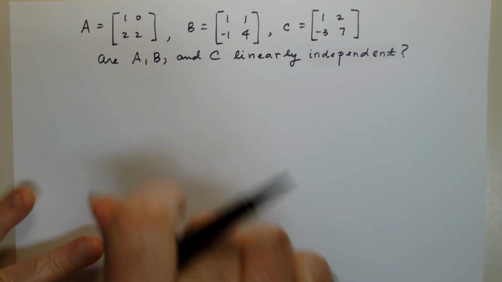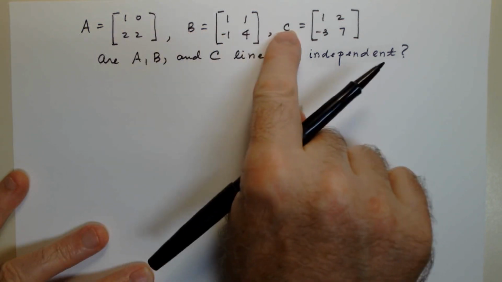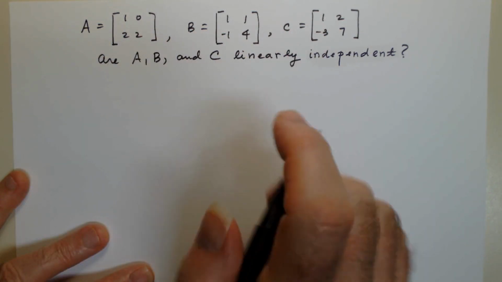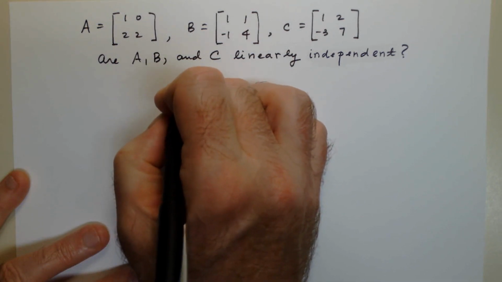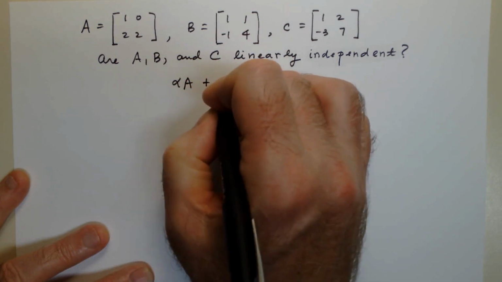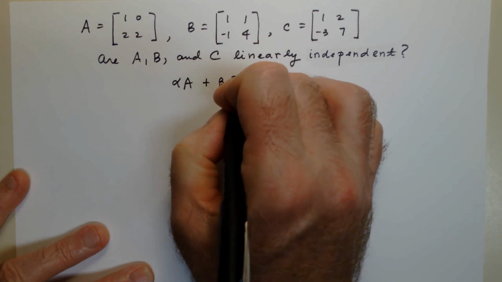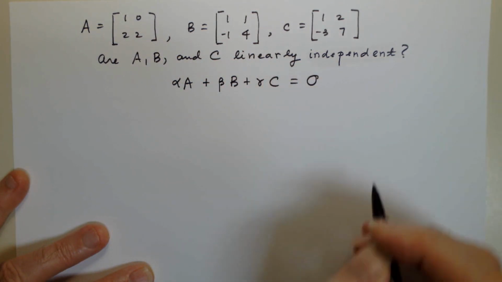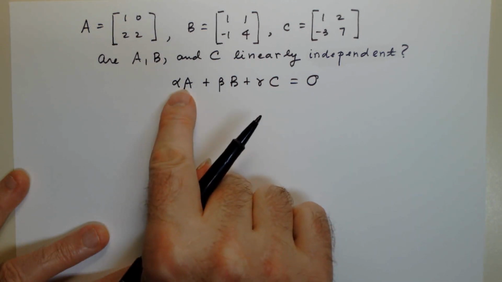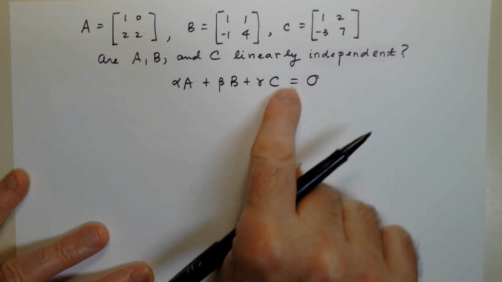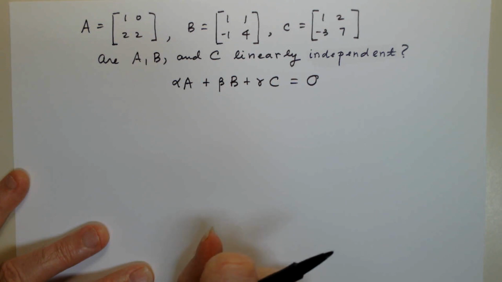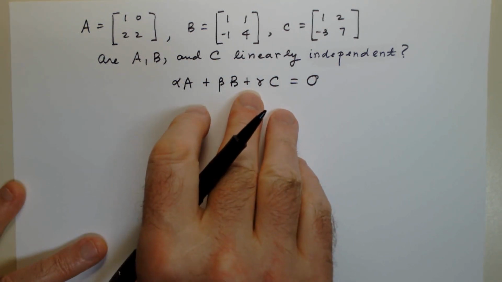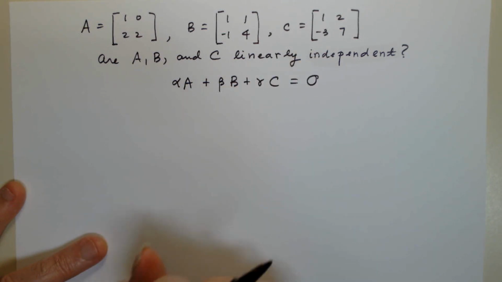We want to see if I can form a non-trivial linear combination of the matrices A, B, and C. So is it possible to find a solution in alpha, beta, and gamma to this question? Can I find non-trivial alpha, beta, and gamma such that this linear combination is the zero matrix in this case? If we can, then the matrices are linearly dependent.